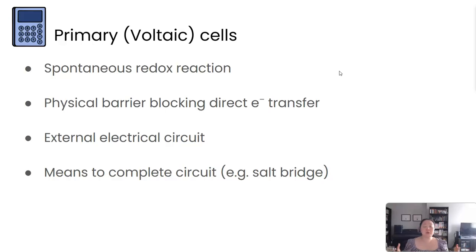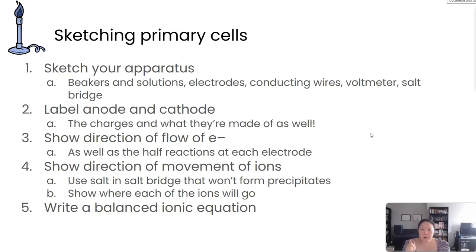You also need a means to complete the circuit. So remember that circuits have to be, well, round. You can't have everything going in one direction. At some point, things are not going to stop working. So you need a means to complete the circuit, and we'll talk a little bit more about that in a little bit. And you also need ions present in the solutions, also related to completing that circuit bit. So I want you to pause the video and write down what's here. I'm actually going to not explain any of this right now. I'm going to explain how to sketch these primary cells using an example.